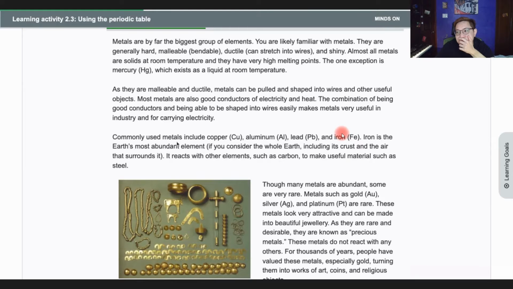Iron is the Earth's most abundant element if you consider the whole Earth, including its crust and the air surrounding it. It reacts with other elements, such as carbon, to make useful materials such as steel. Though many metals are abundant, some are very rare. Metals such as gold, Au, silver, Ag, and platinum, Pt, are rare.